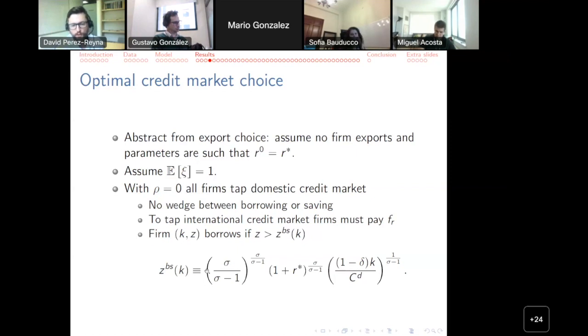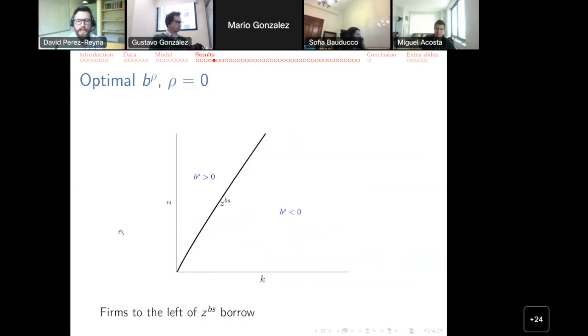Let me show you graphically the result. So in this case, there's no wedge. All firms face exactly the same domestic rate, either to borrow or to save domestically. And in this benchmark case, all firms find it optimal to tap the domestic credit market. So that's just a benchmark where we find this line above which firms want to borrow domestically and below which firms want to save. So the firms that want to borrow are the firms that are more productive and have lower initial capital. The firms that want to save are the firms that are less productive and have a higher level of initial capital.